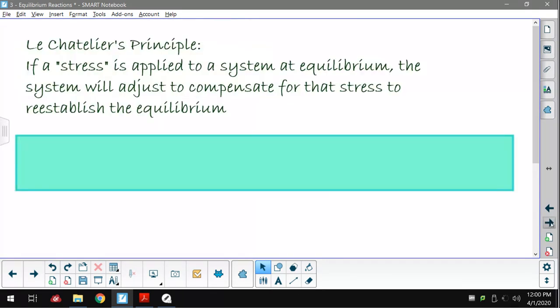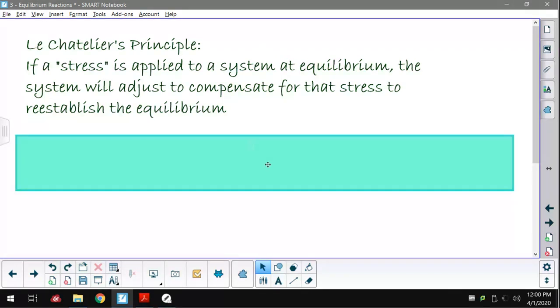There are some questions here regarding change. So you guys are asking me, well, wait a minute, why would we want something at equilibrium? Well, Le Chatelier, he was a science dude, and he said if a stress is applied to a system at equilibrium, that system is going to adjust to compensate for that stress to reestablish the equilibrium.